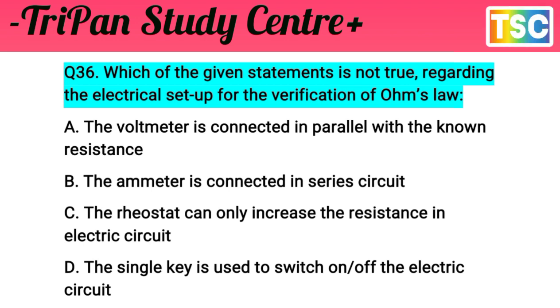Next question on your screen. Which of the given statements is not true regarding the electrical setup for the verification of Ohm's law? A, the voltmeter is connected in parallel with the known resistance. B, the ammeter is connected in a series circuit. C, the resistor can only increase the resistance in the electrical circuit. And D, the single key is used to switch the electrical circuit on and off.